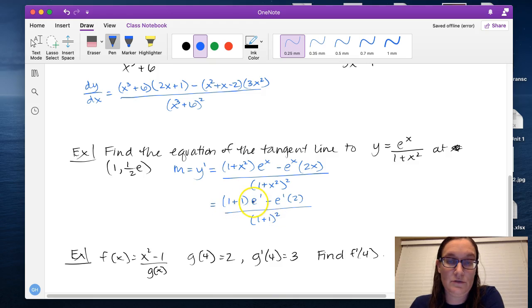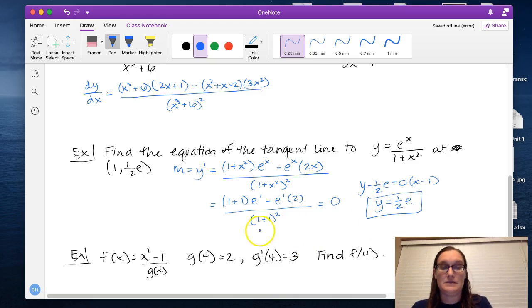So this is 2e to the first minus 2e to the first. Our numerator is 0, so the whole thing is going to be 0. So the slope of our tangent line is horizontal. So then if we want to write the equation, y minus our y coordinate equals 0 times x minus our x coordinate, or if you are really smart, you already know that it's y equals 1/2 e. It's just y equals the y coordinate because it's a horizontal line.